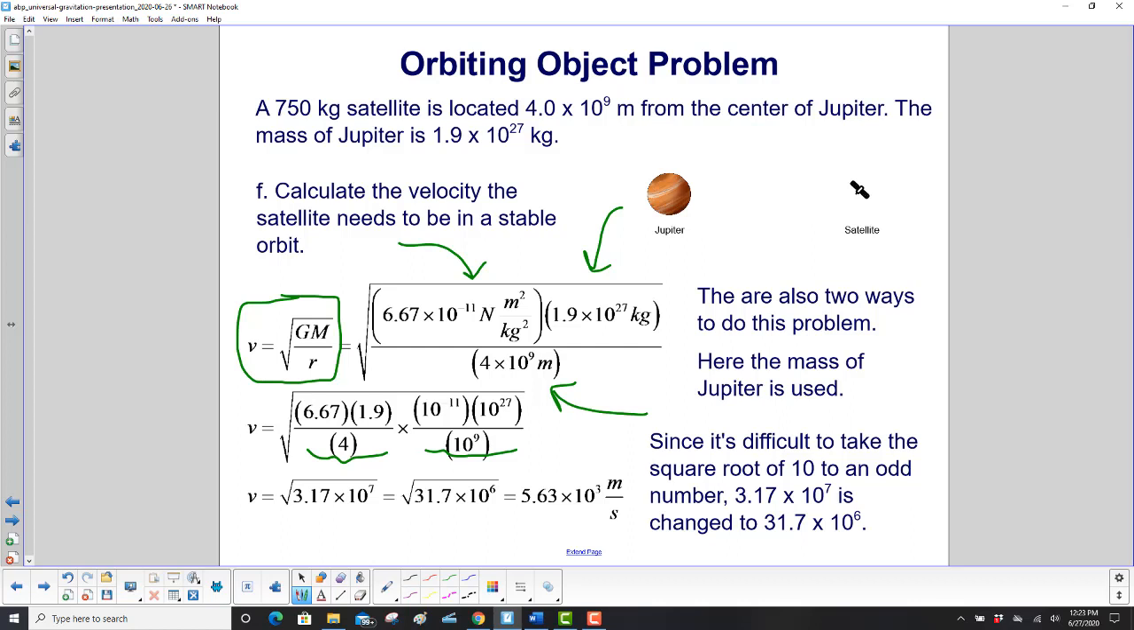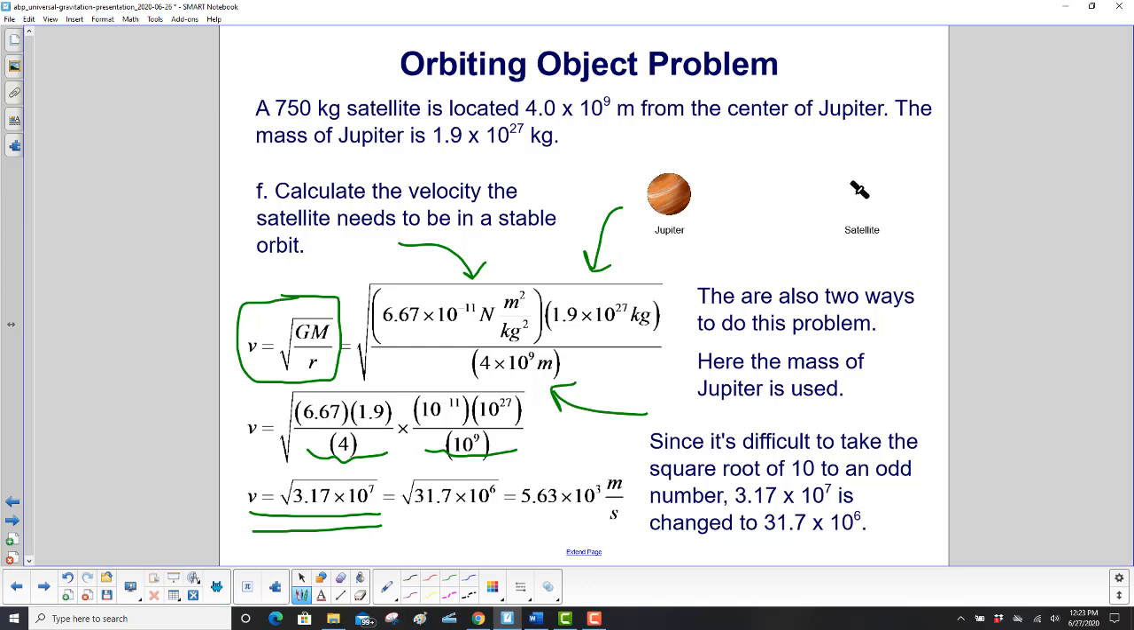Not as cool. And this time we get a velocity squared equal to 3.17 times 10 to the 7th, and we need the square root of that. It's hard to take the square root of a 7 and make it 3.5 or something. It doesn't work as well. So what we want to do is get that exponent to be an even number. So how do we get that? Well, there's a little handy phrase. If you move the decimal to the left, it increases the exponent. If you move it to the right, it decreases.